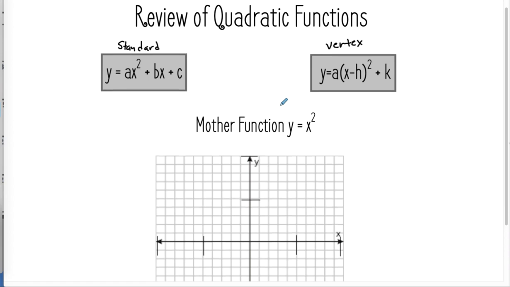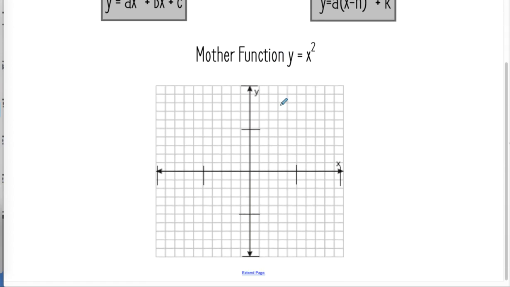Okay, so to review that, everything starts with the mother function. It's really called the parent function, but I like saying mother function better. The mother function is y equals x squared. And if we were to put in points, it would look like such, right? 0 squared is 0, 1 squared is 1, 2 squared is 4, and 3 squared is 9. And then we know that we have the reflection over on the other side.